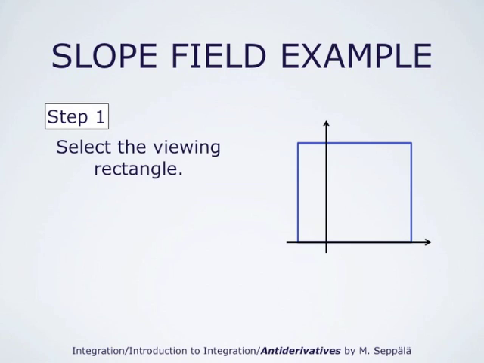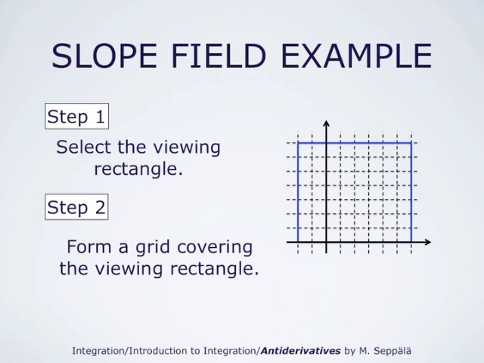First, we select the viewing rectangle. The point that we are interested in is the point 1, 1.5. Therefore, we select a viewing rectangle centered around that point. This particular viewing rectangle shown here, the x-coordinates range from -1 to 3, and the y-coordinates range from 0 to 2.5. Then we form a grid covering that viewing rectangle, and on these grid points we perform computations.